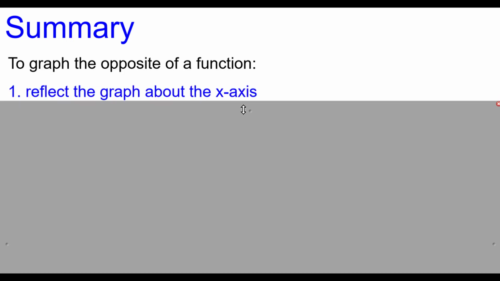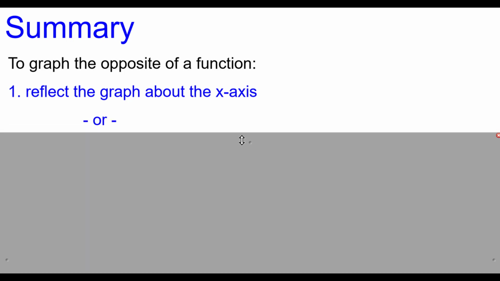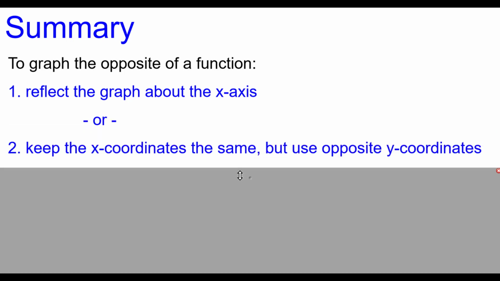To summarize, to graph the opposite of a function, you have two choices. You can reflect the graph about the x-axis, or you can keep the x coordinates the same but use opposite y coordinates.